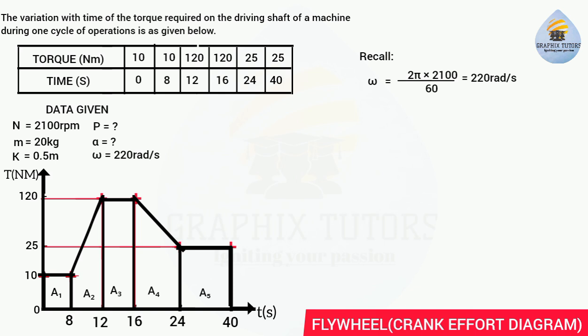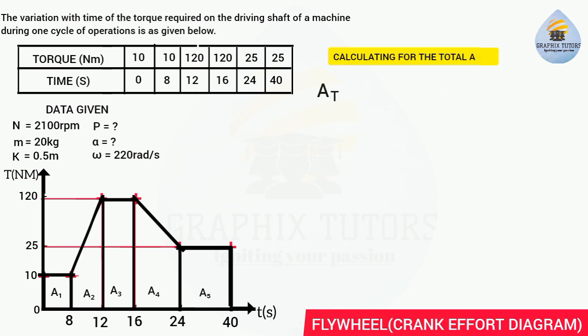So we are going to look for the total area in this movement. So we'll call it A total, right? That will equal A1 plus A2 plus A3 plus A4 plus A5, right? Now we know very well we're doing that by the side.